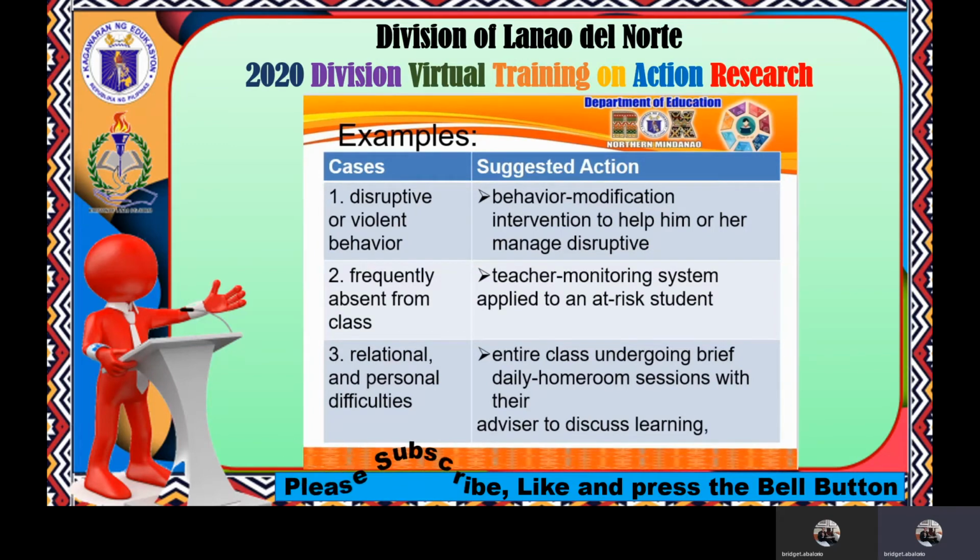Another is relational and personal difficulties. The suggested action is that the entire class undergoes brief daily homeroom sessions with their advisor to discuss learning. So there will be a sort of tutorial or conversation during the vacant time of the teacher, maybe after class in the afternoon or during recess time if there is time.